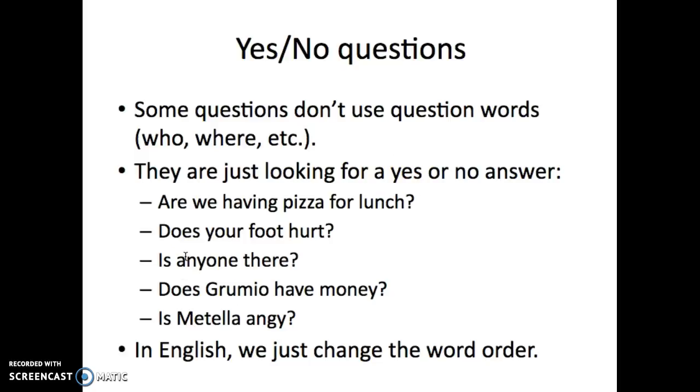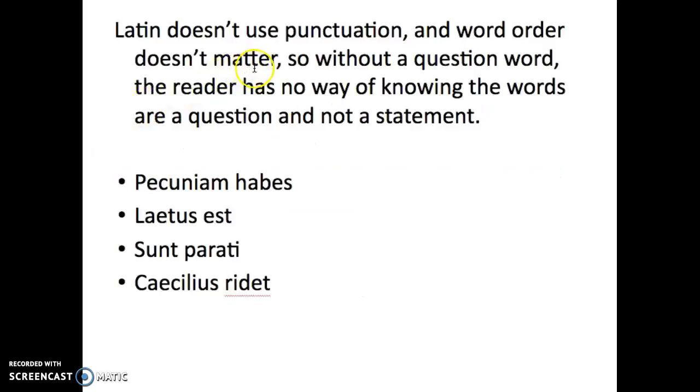In English, notice how we inverted the word order. If this were a statement, it would be Metella is angry. Grumio has money. Your foot hurts. But we inverted the word order in English to make it a question. In Latin, they don't have punctuation, so there's no question mark. Word order is very flexible, so changing the word order isn't going to signal to someone that it's a question. So without a question word, who, what, where, or why, your reader has no way of knowing if you're asking a question or making a statement.